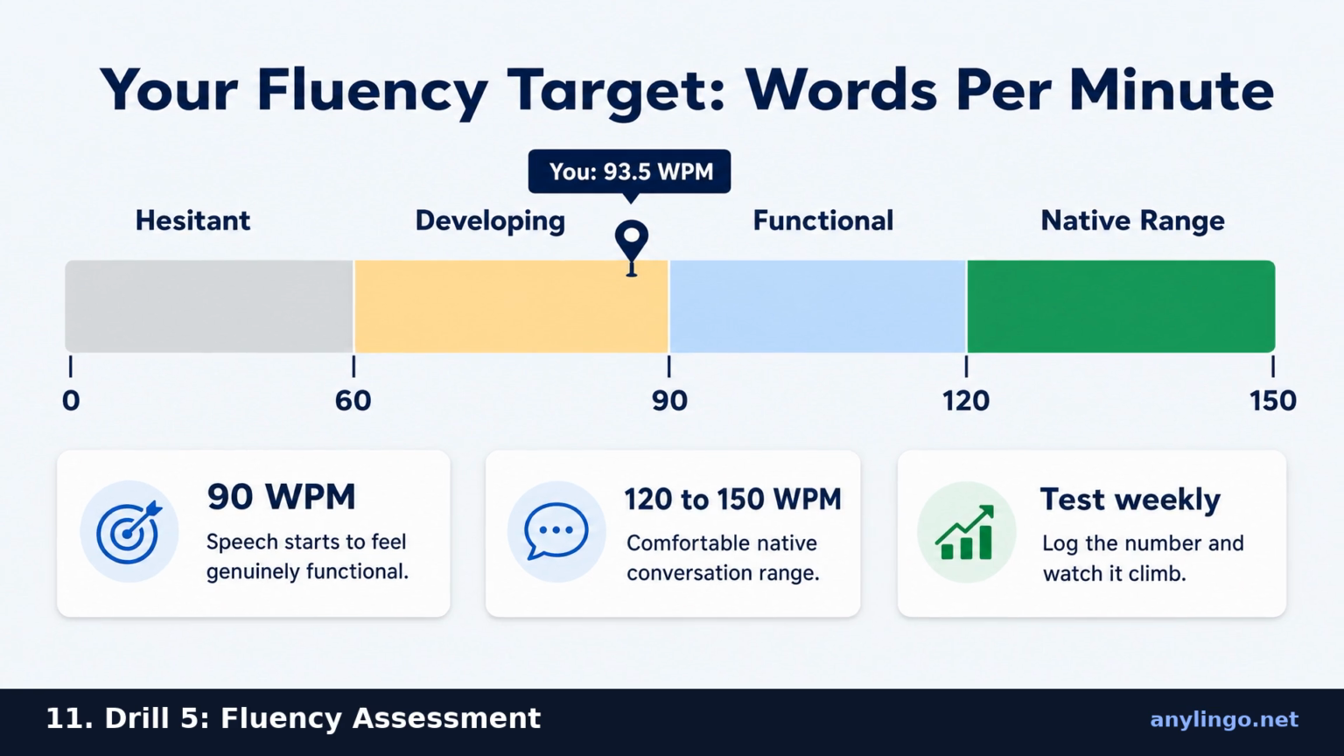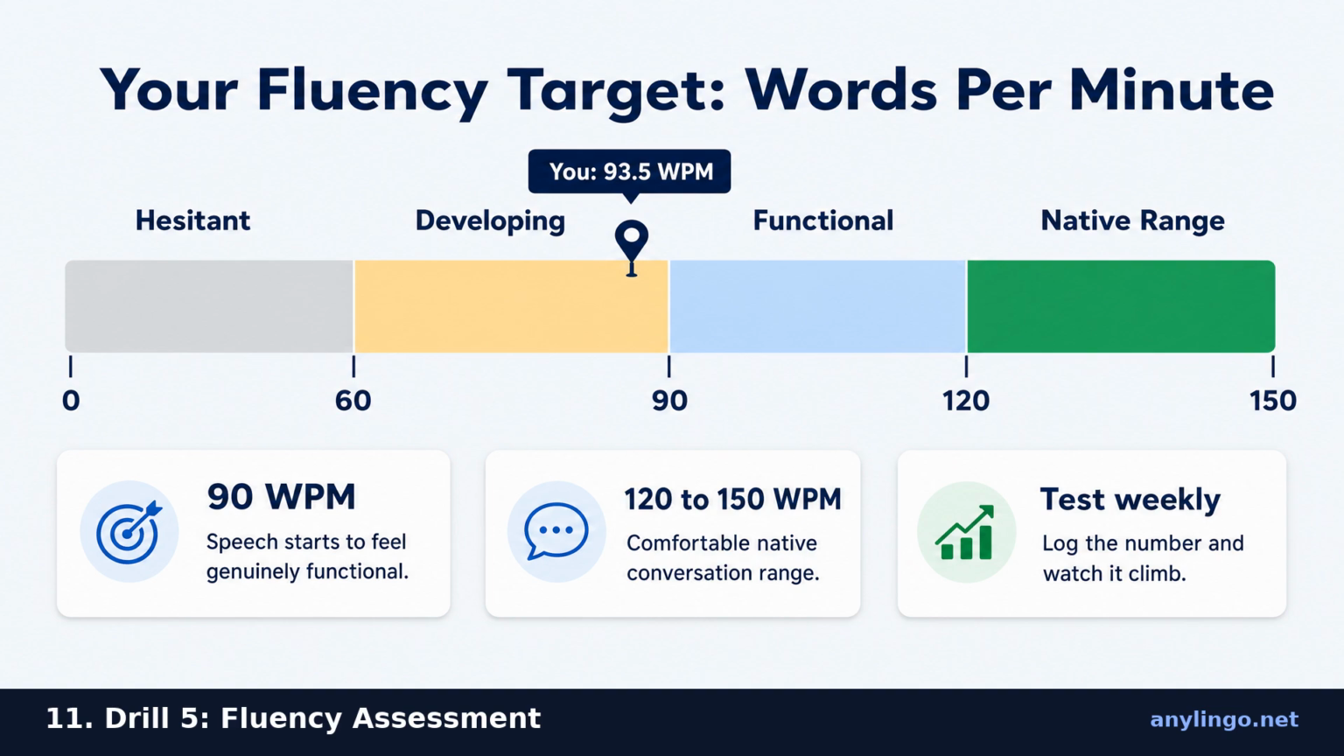Scroll down to the results panel and you will see your numbers: your words per minute, an estimated CEFR level, such as B1, how many of the 20 words you knew, and that figure as a percentage. Words per minute is the number that matters most.